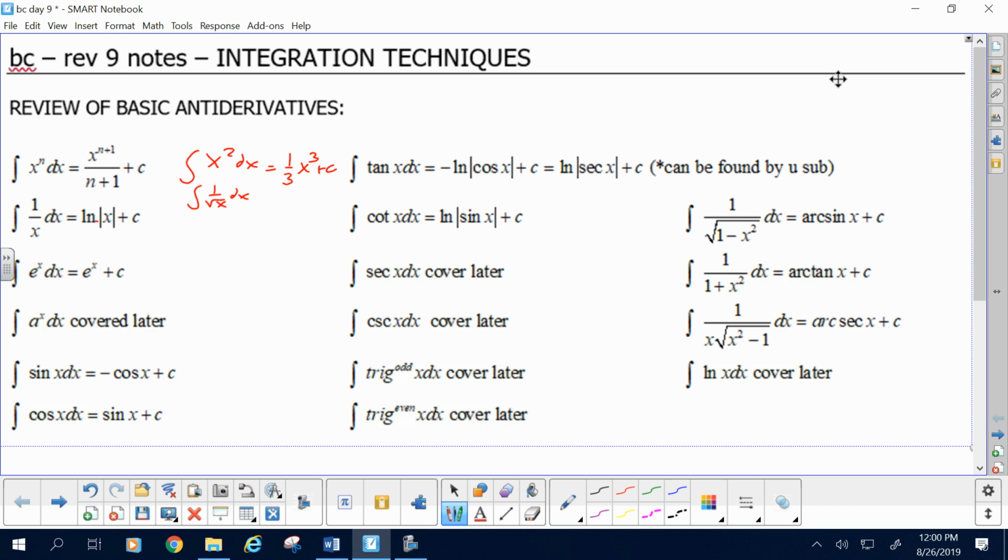The antiderivative of sine is negative cosine, because remember, cosine's derivative is negative sine, so the antiderivative of sine is negative cosine. You get the idea.